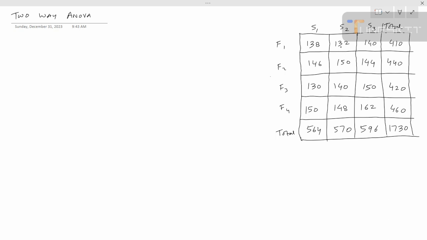And this is the data, let's assume, that represents the overall productivity when seed type 1 is interacted with fertilizer type 1. And since we have considered only one application, one observation in a cell, therefore we call this the application of two-way ANOVA without interaction.